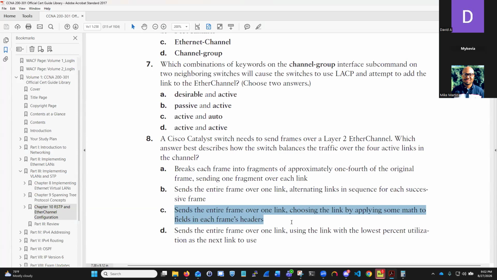Now, do you guys need to know about XOR on the CCNA exam? Absolutely not. But you will need to know this: sends the entire frame over one link, choosing the link by applying some math to fields in each frame's headers. That makes sense?